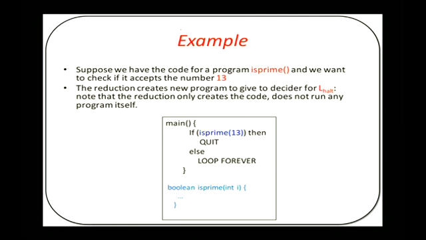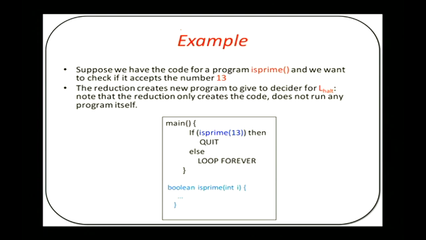Okay, so here is what I write. I write this new code. Remember, I have the code for my is prime. So I'll create a new program like this. Remember, I'm writing code, I'm not running it. I'm just creating this program. It will make my original code is prime into a subroutine, and this code will say: if is prime 13, then quit, else loop forever.